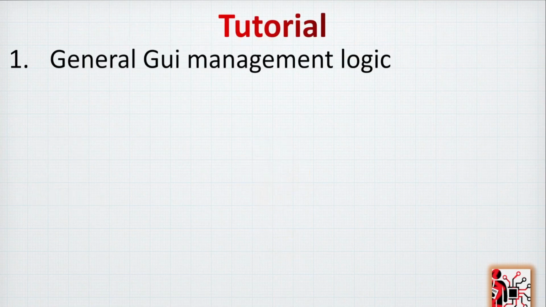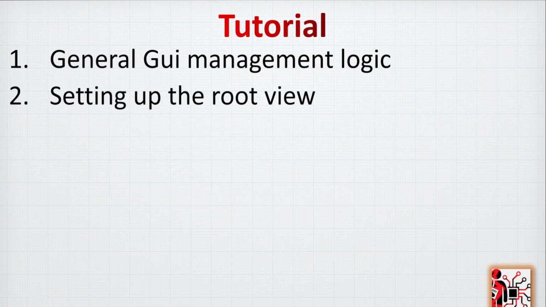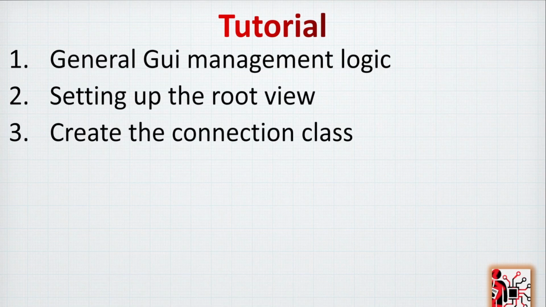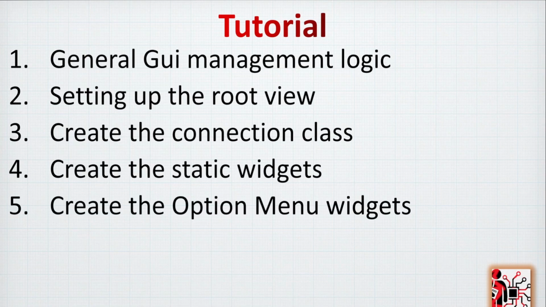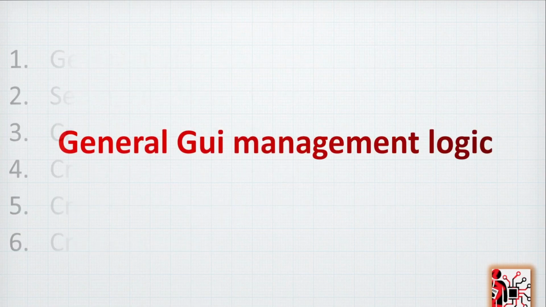For this tutorial, first of all, we need to go through the GUI management logic a little bit. I'll explain how the logic will be built for all the GUIs that we are going to see in the next tutorials, so you have an understanding of what we are doing from a code perspective. Then we are going to start coding, setting up the root view. After that, create the connection class. So we are going to use classes and also create the static widgets, the ones like a label. After that, create the option menu widgets, and finally create the buttons. So let's jump in quickly and take a look at the general GUI management logic.